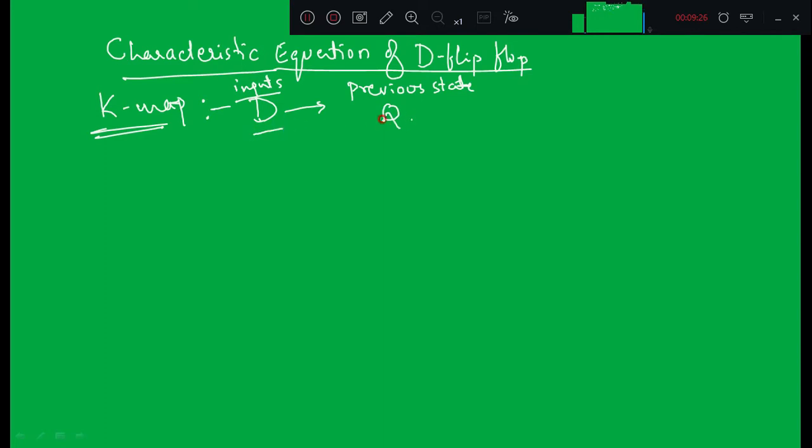That means D and Q will become the inputs for the K-map of the characteristic equation of the D flip-flop. Since I have two inputs, I can write 4 different combinations. If I write the functional table, this is the functional table, or a next state table you can say.